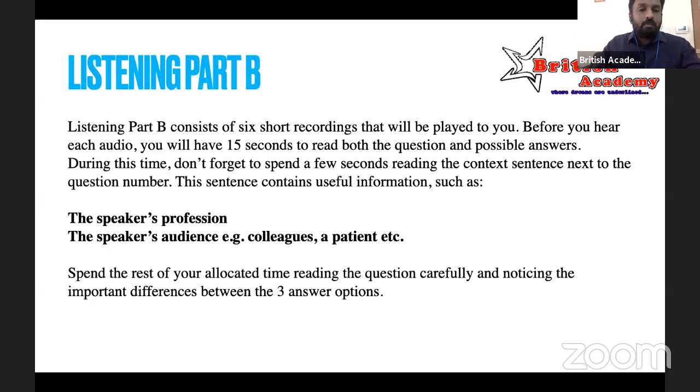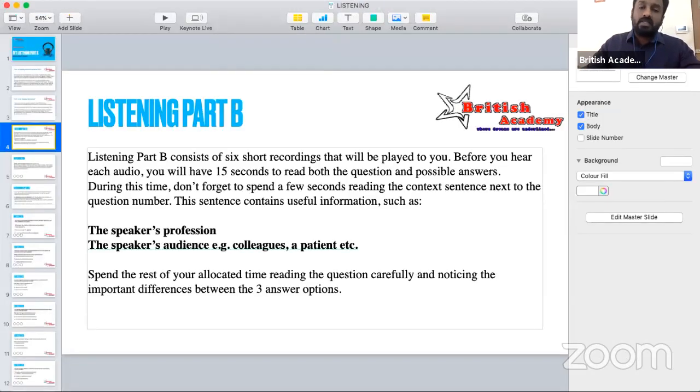Now, listening Part B. Let's understand this very clearly. Listening Part B consists of 6 short recordings that will be played to you. Before you hear each audio, you will have 15 seconds to read both the question and the possible answers. Now, in reading, I told you yesterday, you read the question, then go directly to the text.